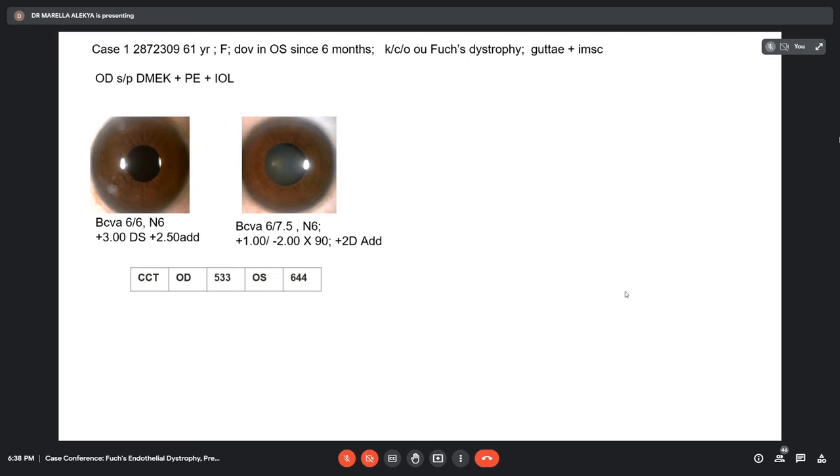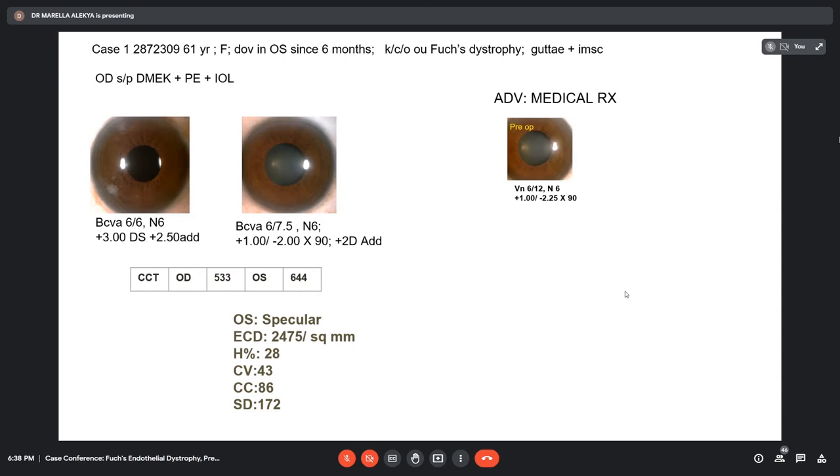Pachymetry was done, and central corneal thickness in left eye is 644 microns, and on specular count, endothelial cell density is 2475 per square mm with 28% hexagonality, and CV is 43. Since the patient's vision is good and specular and pachymetry readings are relatively good, we first managed the patient with medical treatment, and patient was fine till 4 months. After 4 months, vision dropped to 6/12, N6 with minus 2.5 diopter cylinder. So patient was advised to undergo combined surgery, and OS DMEC FACO IOL toric was placed. At last appointment, vision was 6/6, N6 with minus 0.75 diopters.